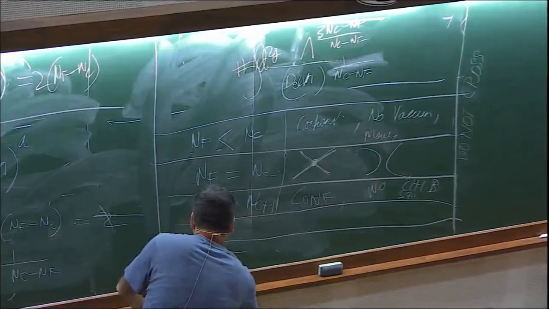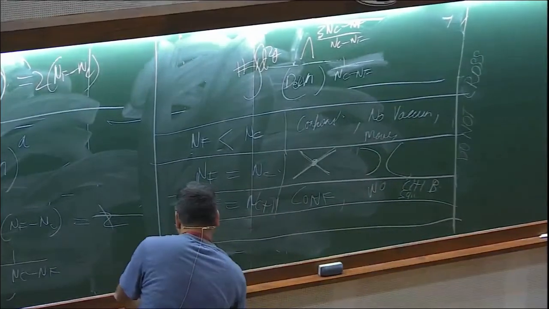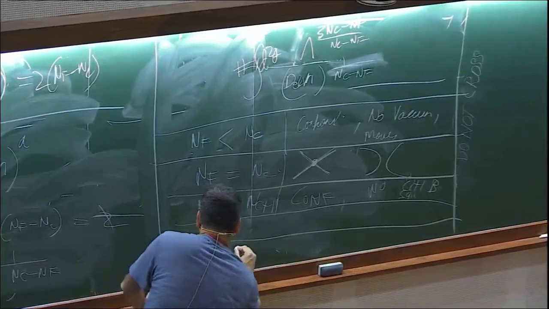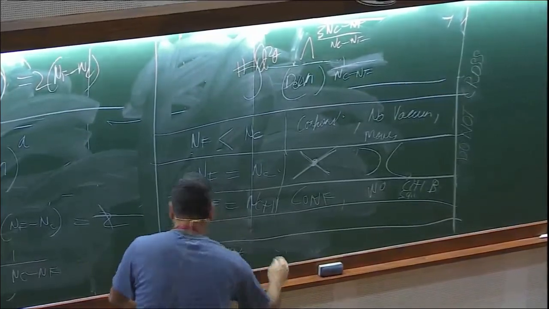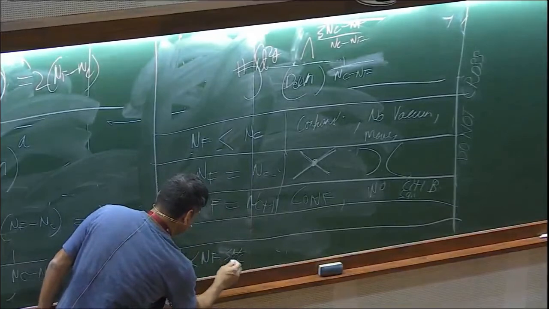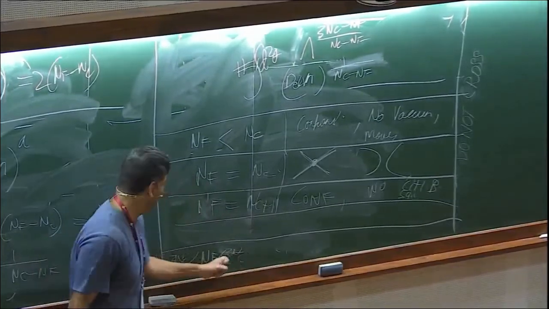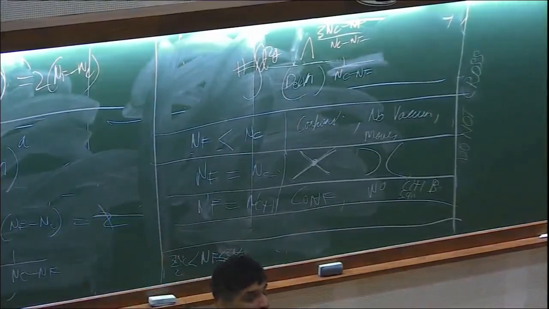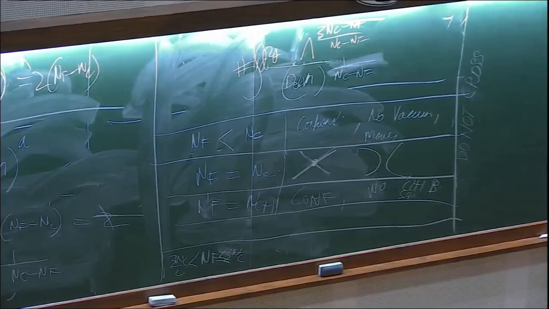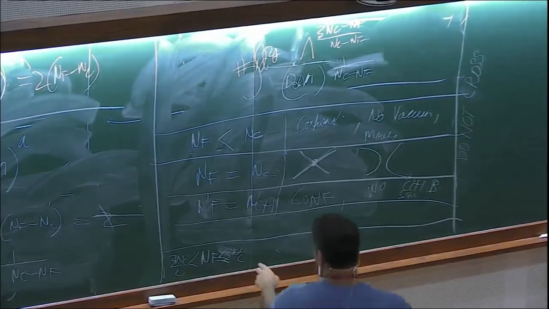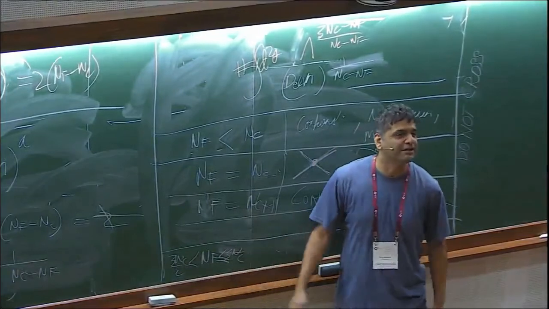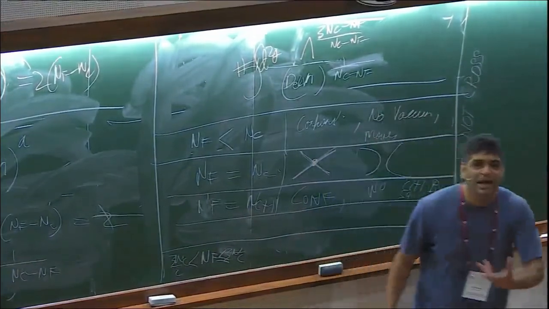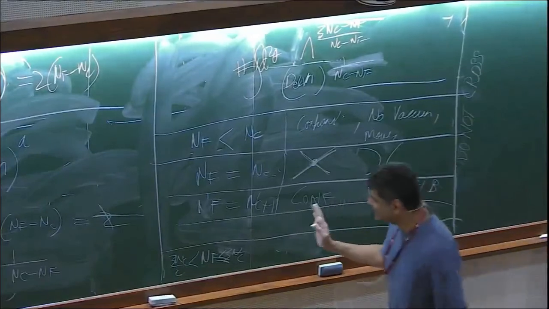Then, when NF lies between 3NC by 2 and 3NC, I'm leaving this window for last. When this happens, the theory in the IR goes to an interacting conformal field theory, a fixed point of the renormalization group. Actually, that this happens near 3NC was obvious from perturbative calculations, from what's called the Banks-Zaks fixed point, supersymmetric Banks-Zaks fixed point. But this window extends all the way to 3NC by 2.